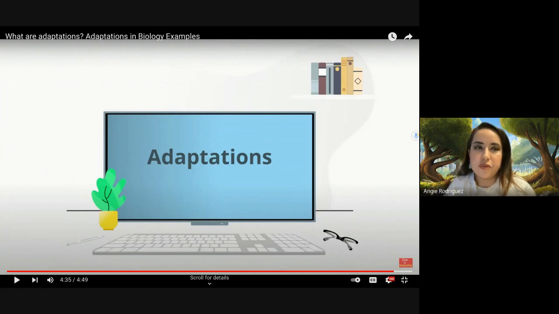Alrighty, guys. So just remember that adaptations, we have 3 types. There is the structural adaptation, behavioral adaptation, and your physiological adaptations, and they help you survive.